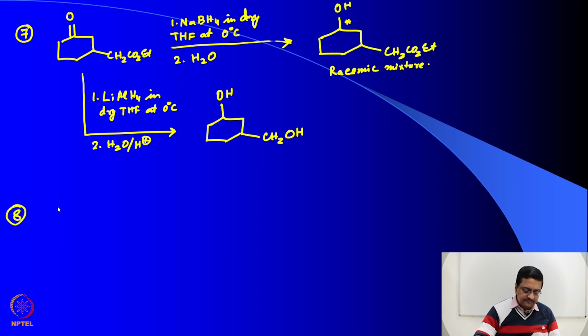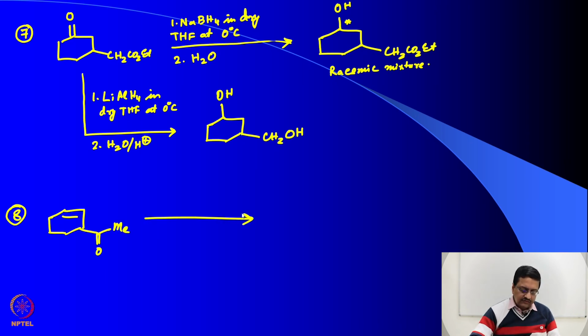Let us take the last example, which contains a double bond and a carbonyl group as well. What will happen if we treat this with sodium borohydride in dry THF at 0 degree C followed by hydrolysis? As we all know, this carbonyl, or the ketone, will get converted to the corresponding alcohol, keeping the double bond intact.